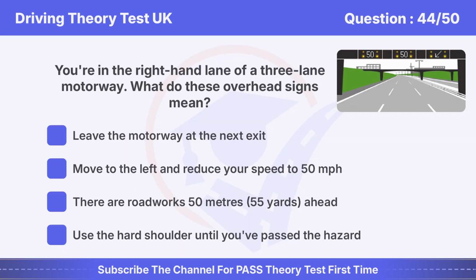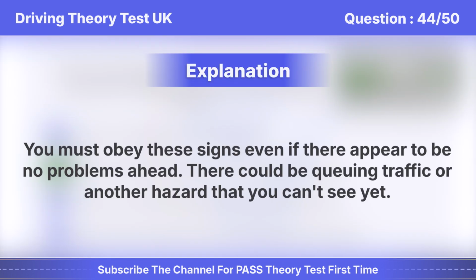Question 44. You're in the right-hand lane of a 3-lane motorway. What do these overhead signs mean? Answer is B. Move to the left and reduce your speed to 50 miles per hour. You must obey these signs even if there appear to be no problems ahead. There could be queuing traffic or another hazard that you can't see yet.